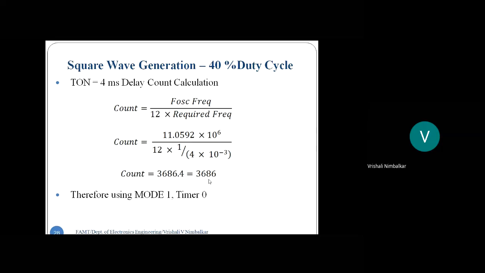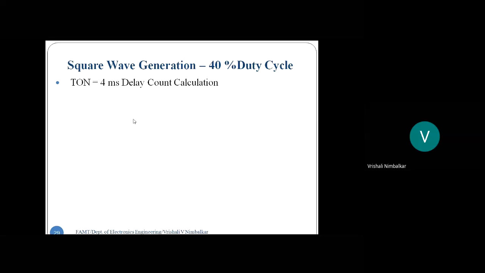3686 clock pulses can easily be counted. So therefore we are using mode 1 and timer 0. This we have assumed, as it was not mentioned in the problem statement. Now this is a count calculation, but the actual count loaded will be 65536 minus the calculated one.